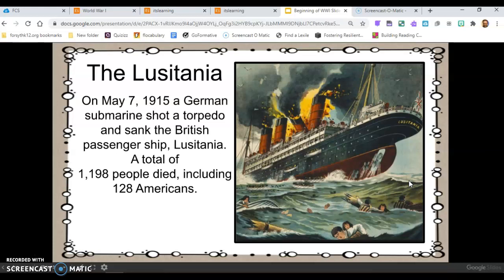What happened that was huge was not just these little merchant ships, but the Lusitania, this huge ship, was shot down. May 7, 1915, a German submarine shot a torpedo and sank it. It's a British passenger ship, had almost 1,200 people that died, and 128 of them were Americans. And that was not okay with us, obviously. At that point, that was the tipping point where we said, all right, it looks like we're going to be getting involved here pretty soon.